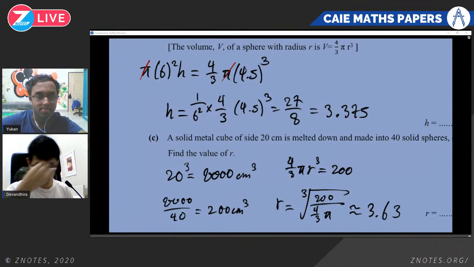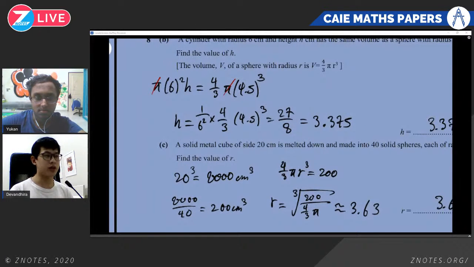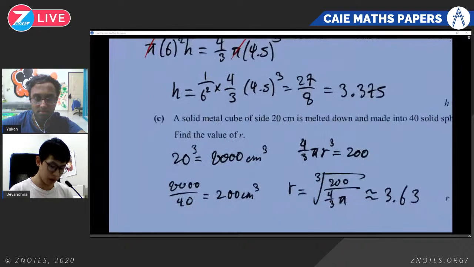Yep. Now this metal cube is going to be divided into 40 solid spheres. So we have to divide the volume by 40. That would represent the volume of each sphere made, correct? Right. So when we do that, we get 200 centimeter cube.